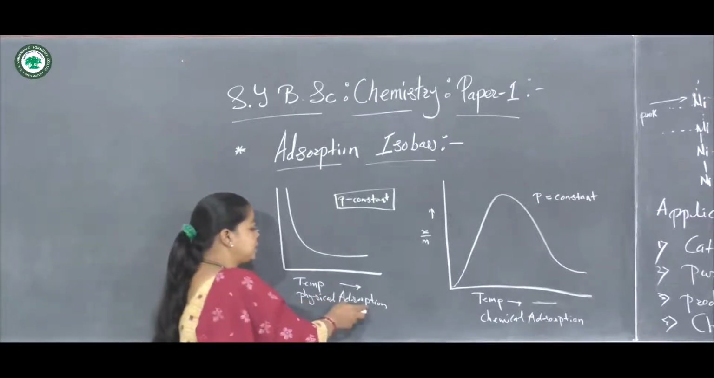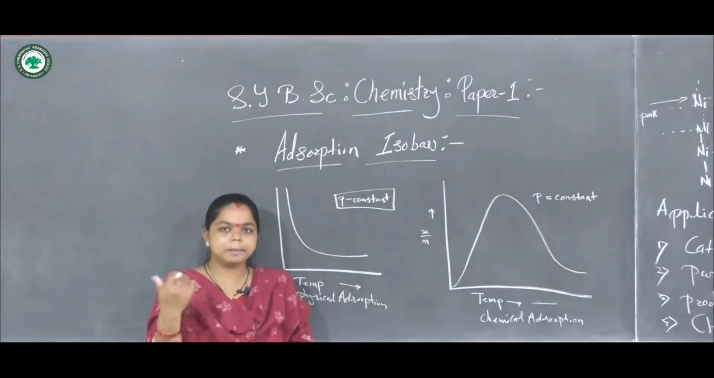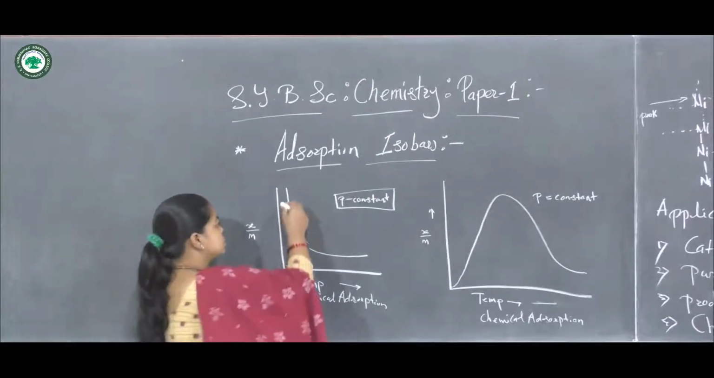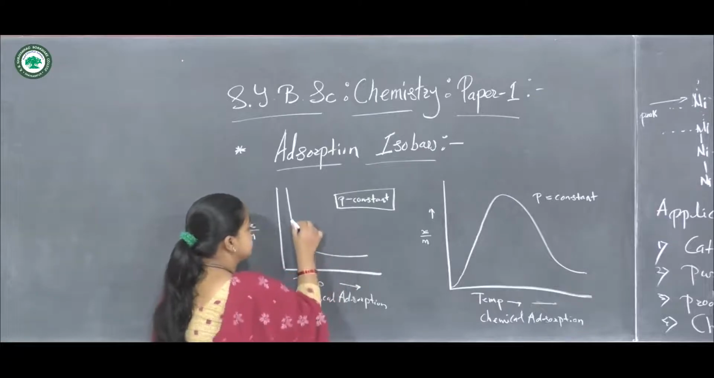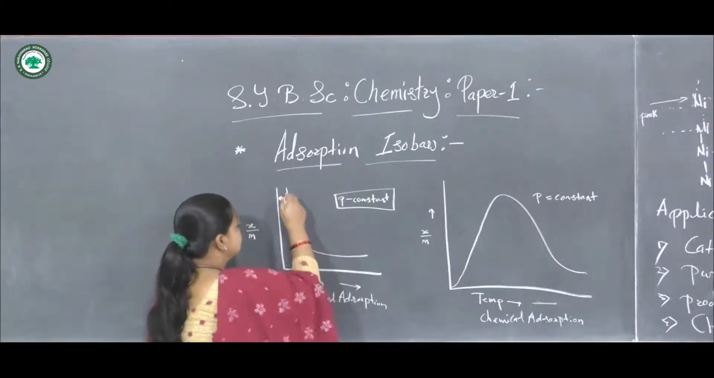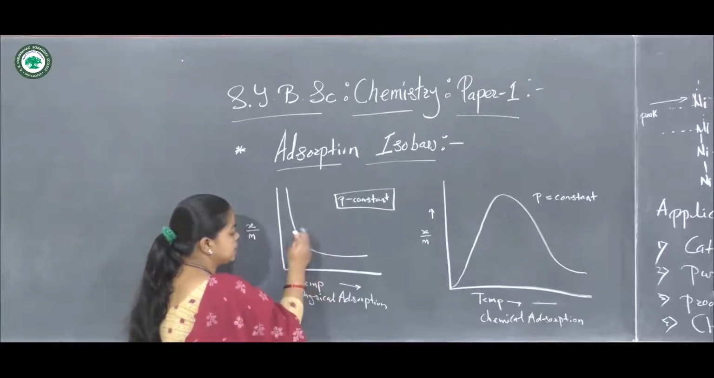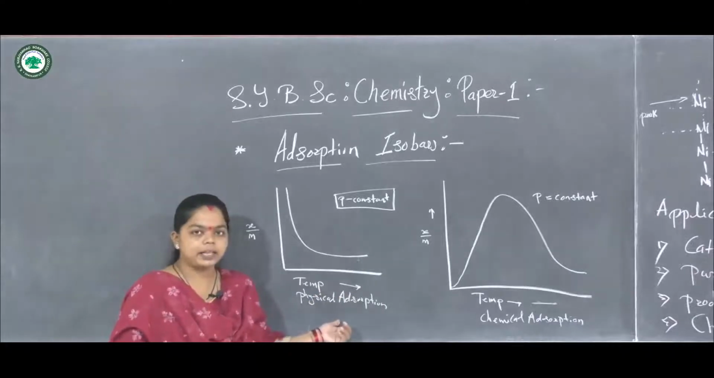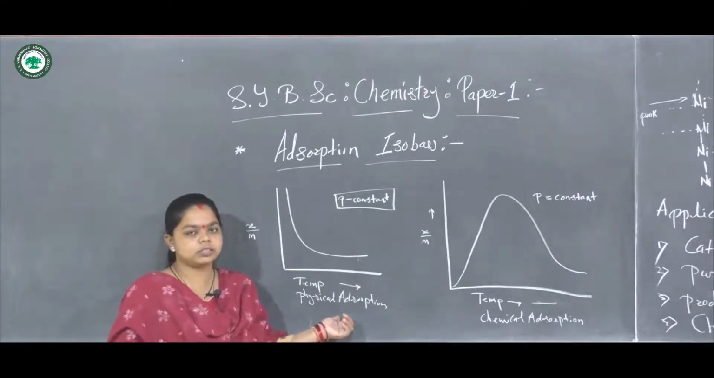For physical adsorption, it is observed that as the temperature rises, the process of adsorption goes on decreasing. Here we can see from this graph that the x upon m value goes on decreasing with increasing temperature. So we can say that as the temperature increases, the adsorption process goes on decreasing.